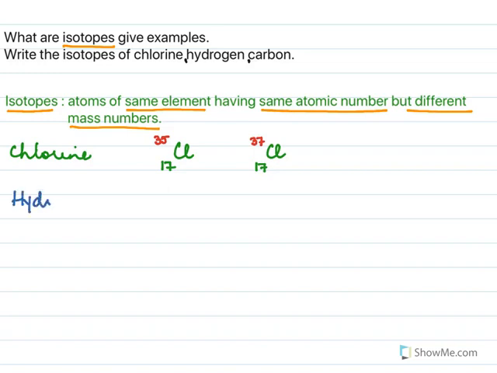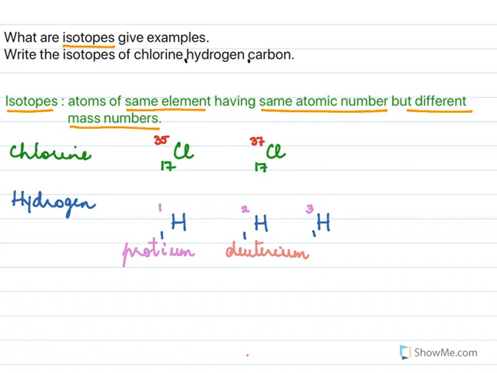Now for the isotopes of hydrogen. Hydrogen has 3 isotopes, and all of them have the same atomic number, 1, 1, 1, but their mass numbers are different: 1, 2 and 3. And let's write down the names. The one with mass number 1, oh no, this is not deuterium, this is wrong, this is protium. Then the next one is deuterium, and the last is tritium.